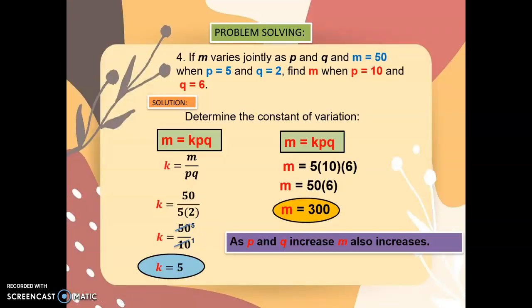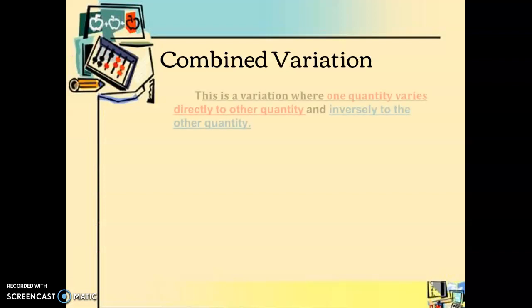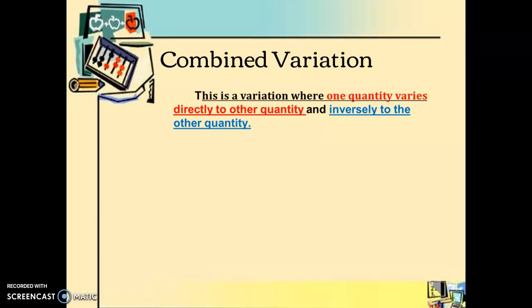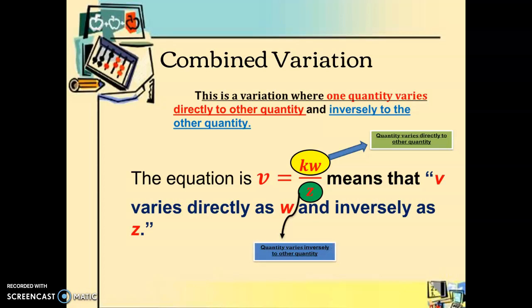Ang inverse, express it as quotient. Kapag jointly naman as product. What if combined? Of course, kaya nga combined. So, the other quantity may varies directly. Pwedeng naka-direct at yung isa ay naka-inverse. So, pagbabasahin po natin ito as V varies inversely as Z kasi nasa ibaba siya and directly as W, nasa taas. That is the quantity that varies directly and this one is the one that varies inversely. So, practice natin.